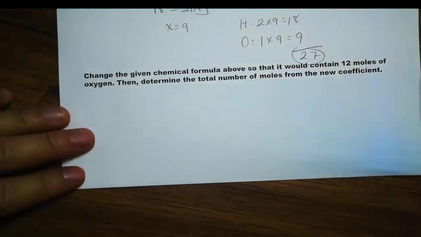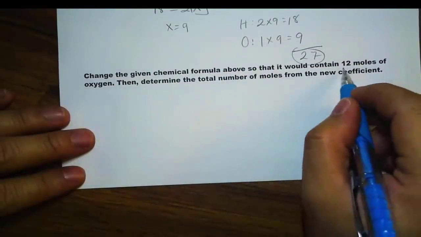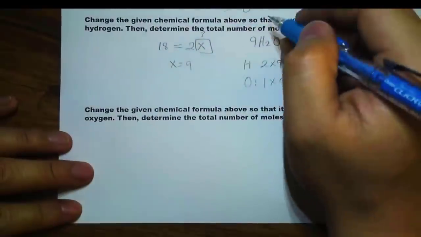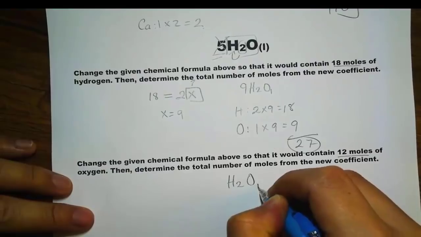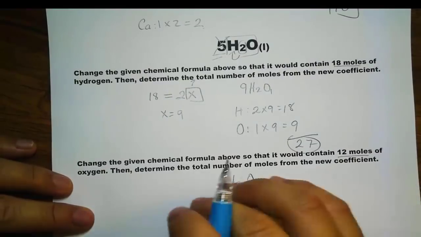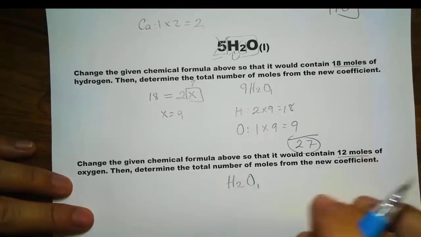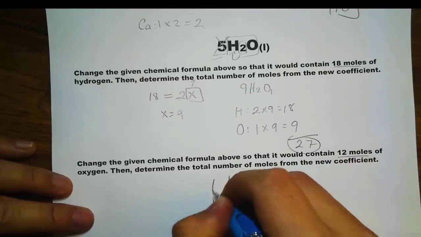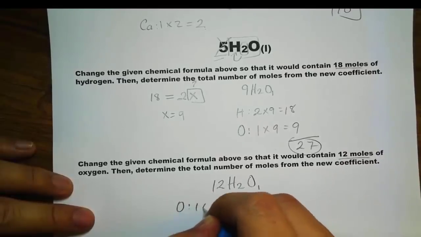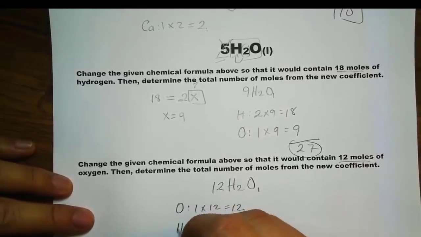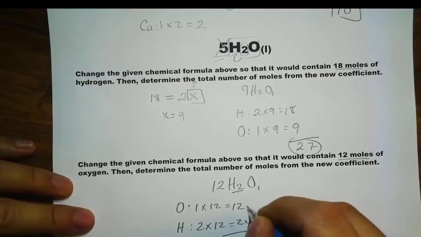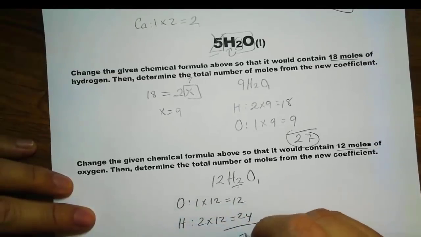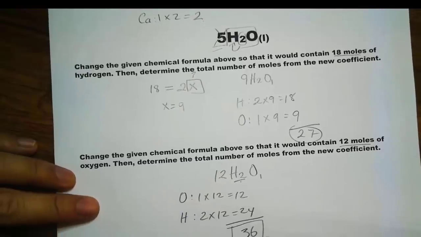Now let's try another problem. Change the given chemical formula above so that it will contain 12 moles of oxygen. Isn't that easy? Since 1 water molecule has 1 oxygen, how many moles of water molecules do I need to give myself 12 moles of oxygen? Of course, that would be 12. So for oxygen, 1 times 12 gives you 12. And for hydrogen, there are 2 of it, so 2 times 12 gives us a total of 24. And what's the total number of moles? Of course, that would be 36 moles total. Isn't that easy? Are you ready to try some more complicated problems?